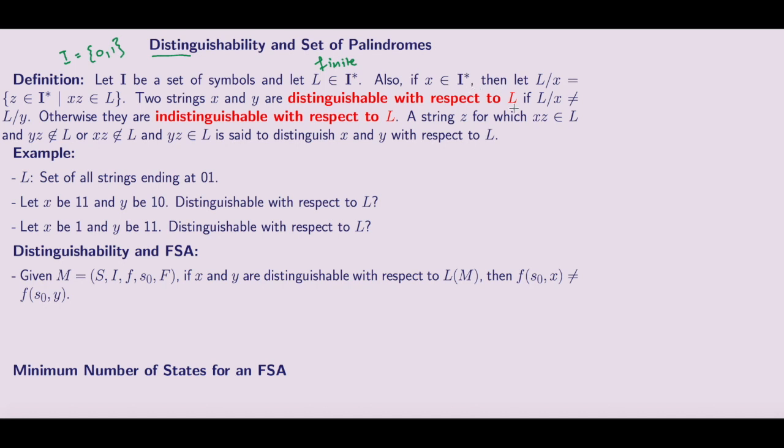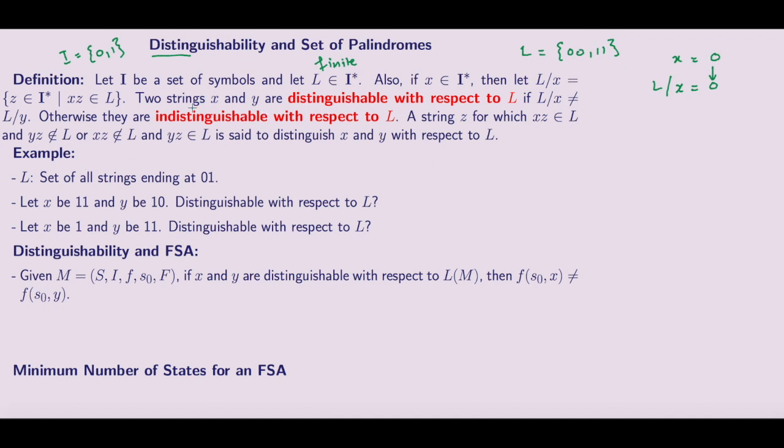Then we say that L slash X is equal to all the strings Z such that XZ is a subset of L. Okay. So in other words, if L is 00 and 11 and X is just 0, then L slash X is equal to 0. Why? Because 0 concatenated with 0 will take us inside the set L.